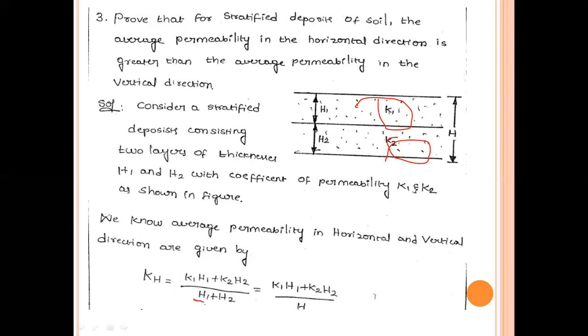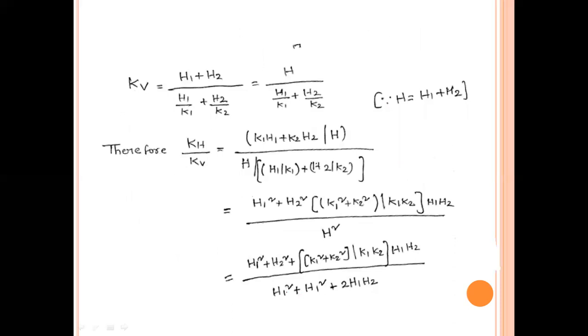Then adding H1 plus H2 equal to H. So Kv equal to (H1 plus H2) divided by (H1 by K1 plus H2 by K2), that equal to H1 plus H2 equal to H, and H1 by K1 plus H2 by K2. Therefore, Kh by Kv, meaning horizontal divided by vertical, equals (K1 H1 plus K2 H2) by H. Here, H divided by H1 by K1 plus H2 by K2.